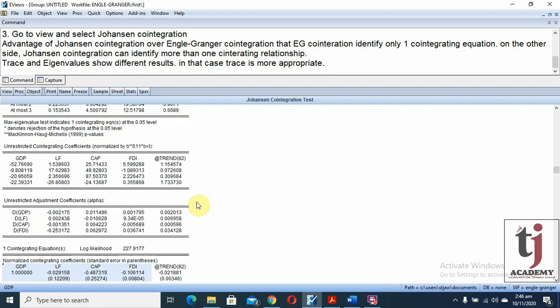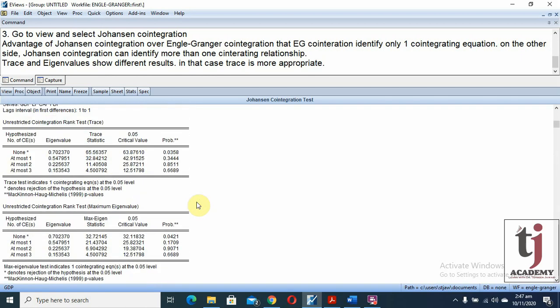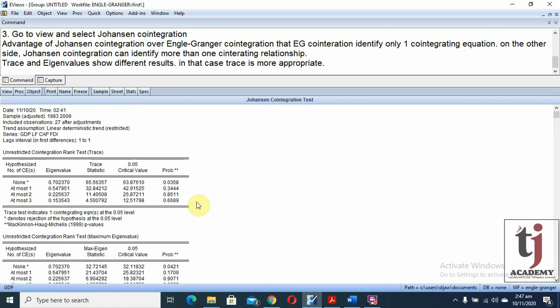So in this case, this is the interpretation of Johansen Cointegration. I hope this video will help you to understand how to apply Johansen Cointegration in EViews.